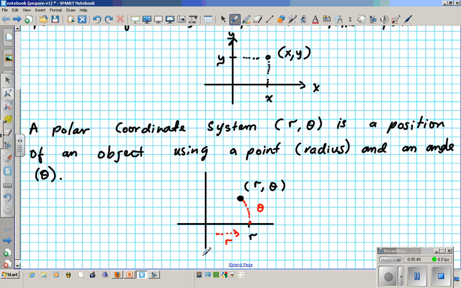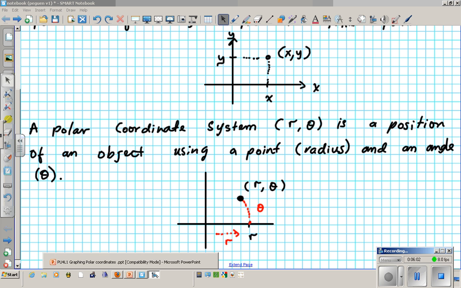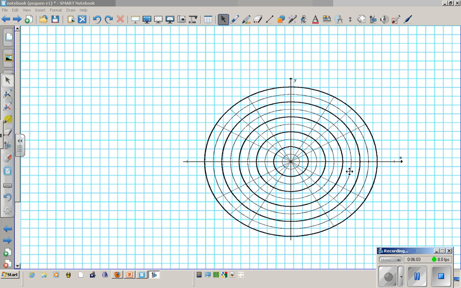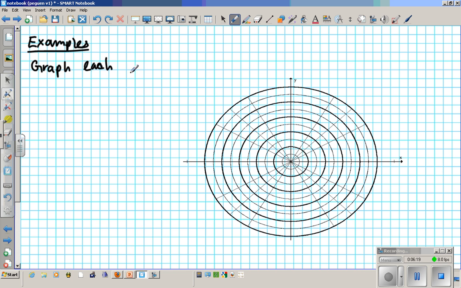Alright, let's take a look at some examples to solidify our understanding of how this system is graphed. Example 1, or I can just write examples, and what we're going to do is graph each point.